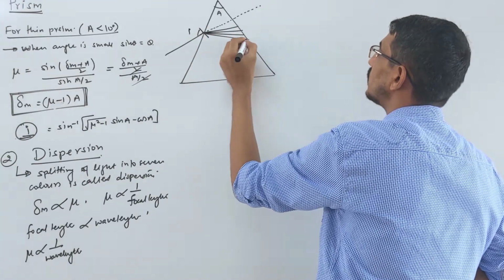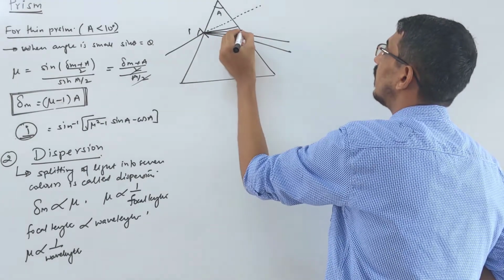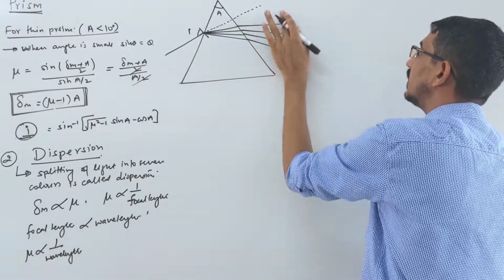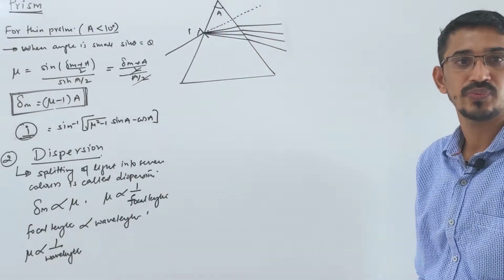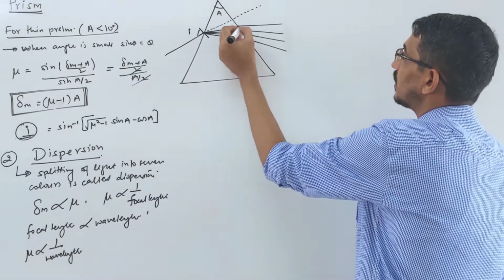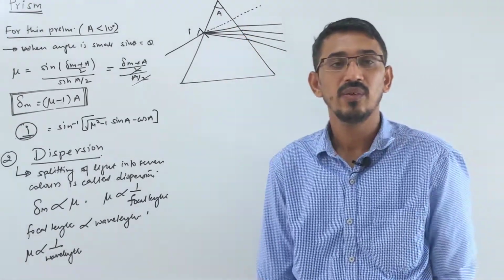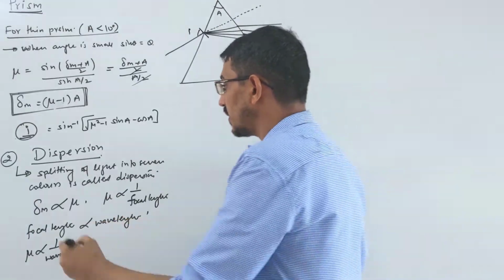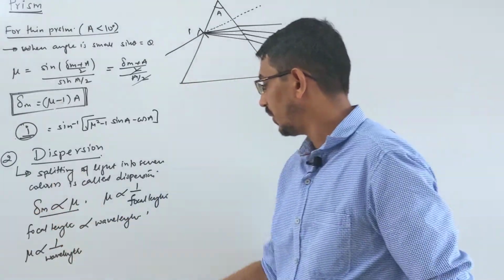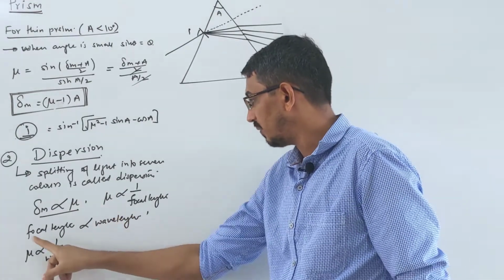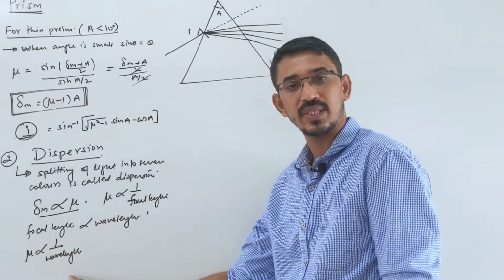So all 7 colors should draw. All colors will bend, and they deviate from their path also. Now we're interested in which color deviates more, which color bends more. So we see deviation. Deviation is directly proportional to mu, the refractive index, and refractive index and wavelength are inversely proportional.